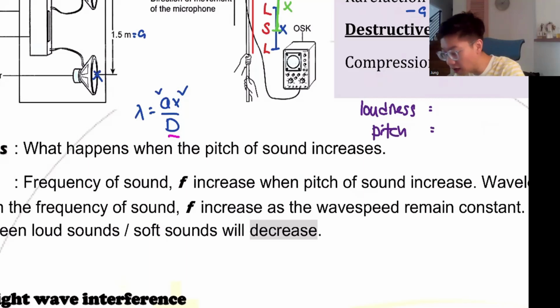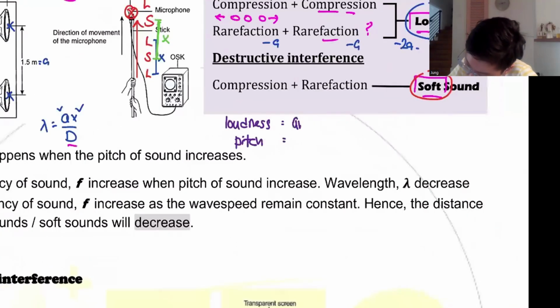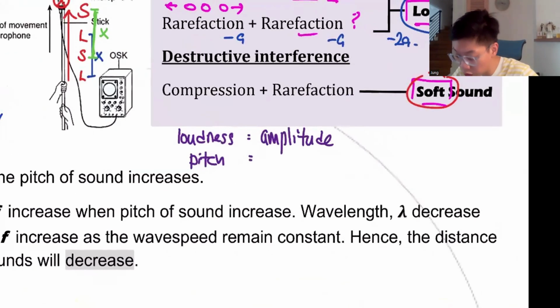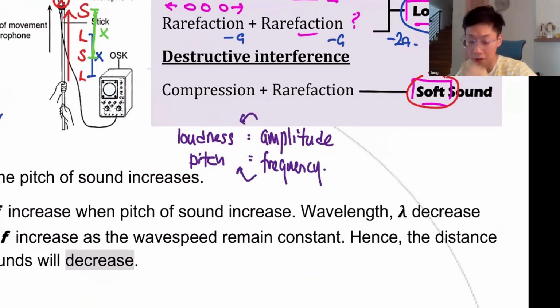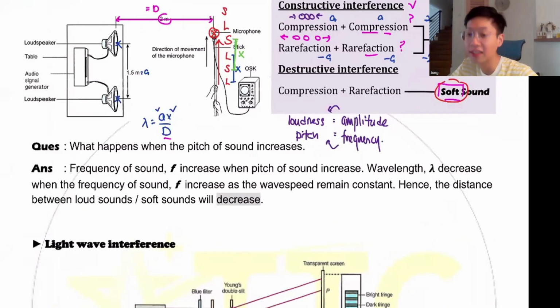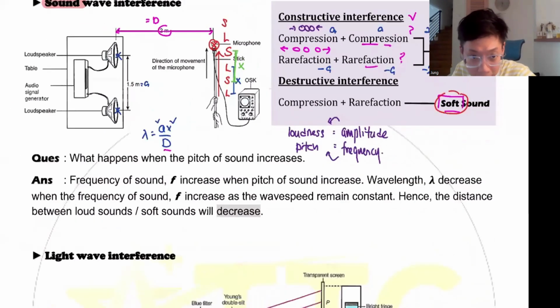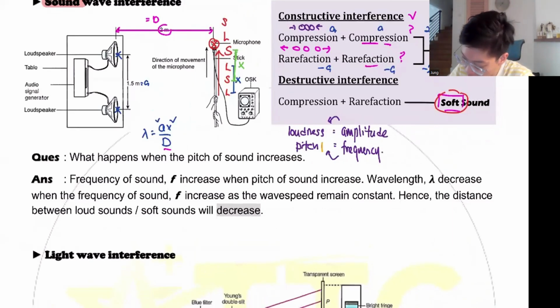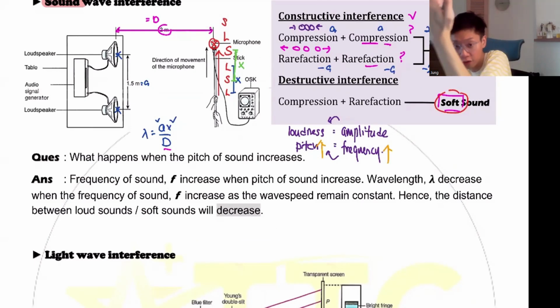So what affects the loudness? Loudness is usually affected by the amplitude. Then what about pitch? Pitch is usually affected by the frequency. So amplitude affects your loudness, frequency affects your pitch. Next, what happens when the pitch of sound increases? Obviously, when your pitch increases, your frequency will definitely increase.